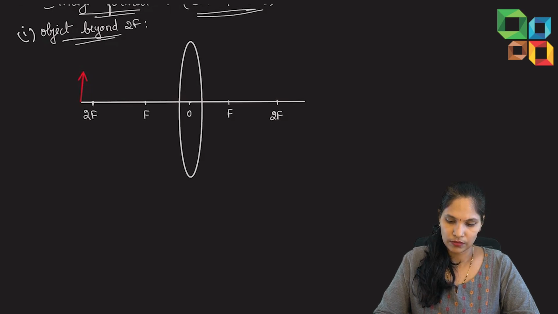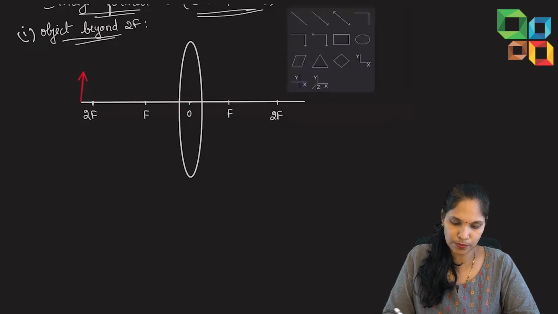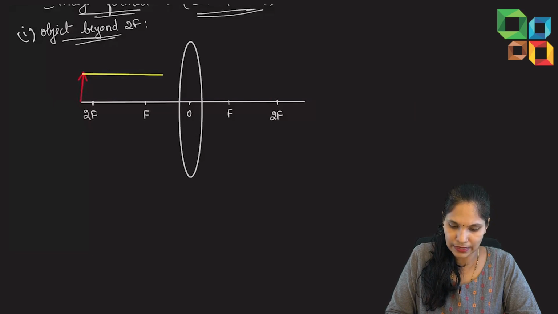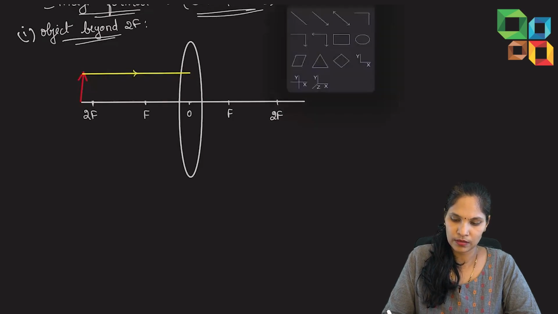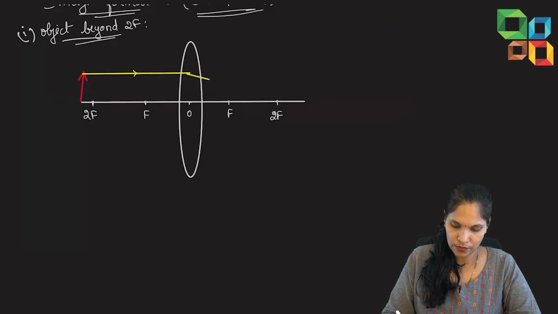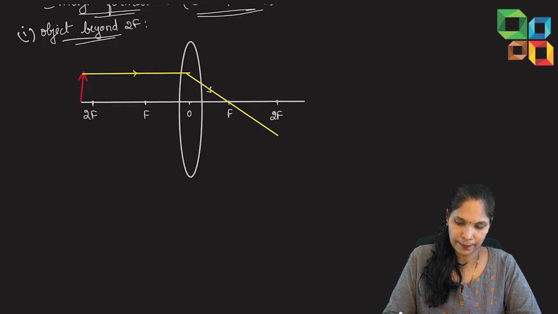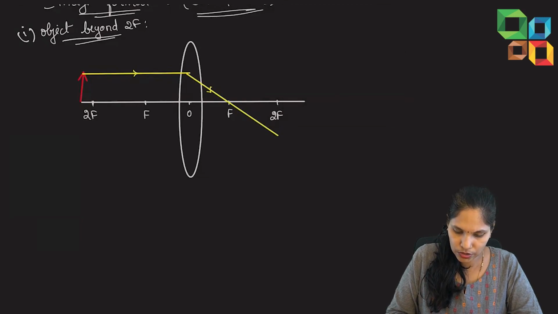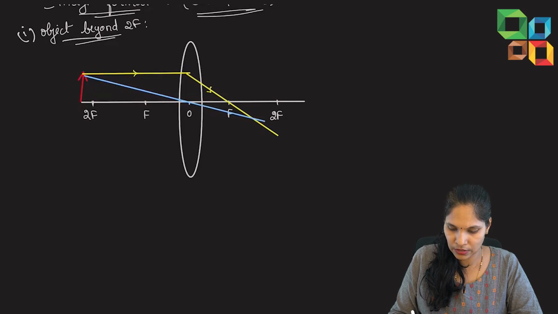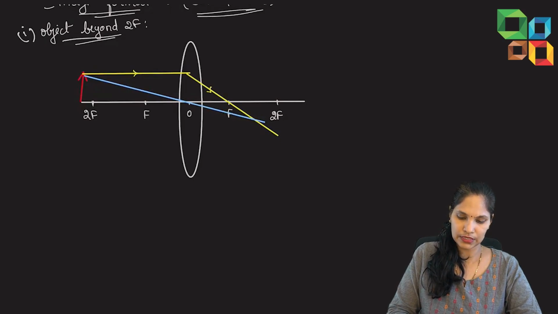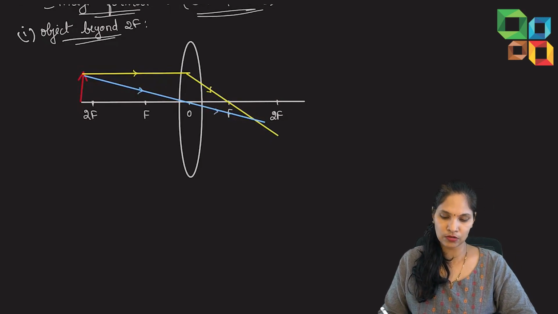Yes. The first one is the one which is parallel to the principal axis. This ray will pass through the focus after refraction. Another ray which passes through the optic center, nothing to worry about it. It has to go straight away like this. Goes undeviated.